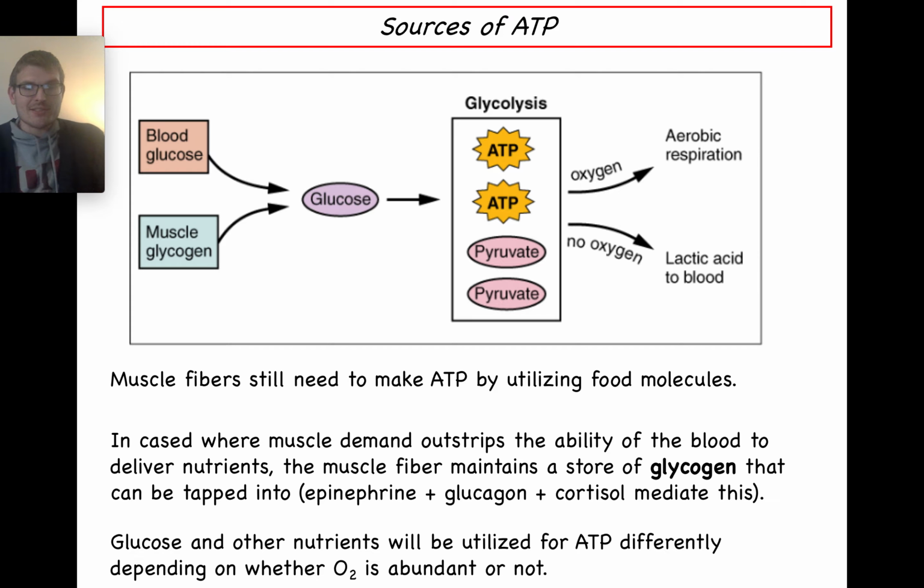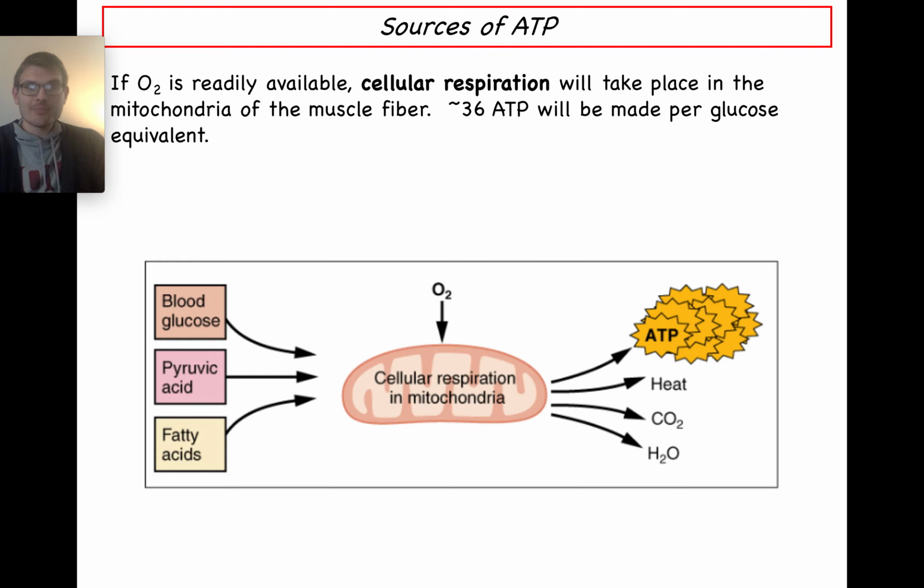But, as we're about to see, all of this is going to be for naught if we cannot deliver a steady stream of oxygen to that skeletal muscle as well. As we are going to see, our ability in the mitochondria to make a lot of ATP for the muscle fiber to use is going to greatly depend on whether oxygen is available or not.